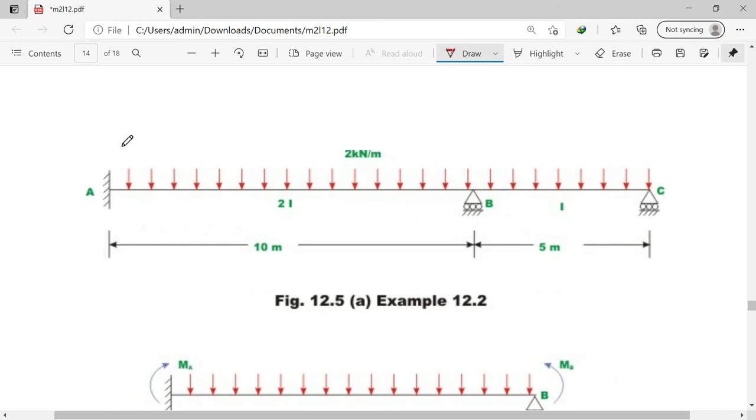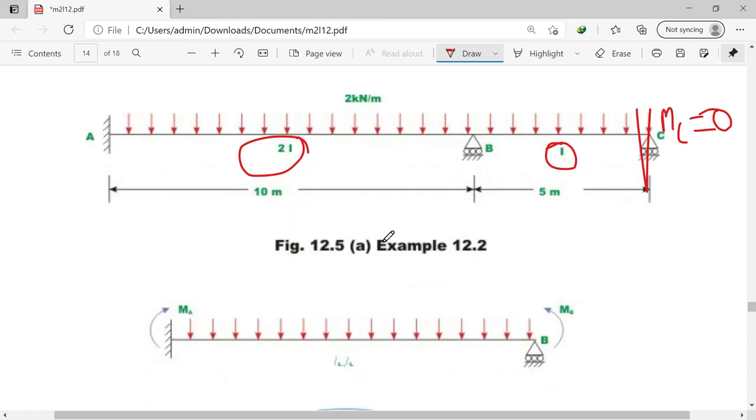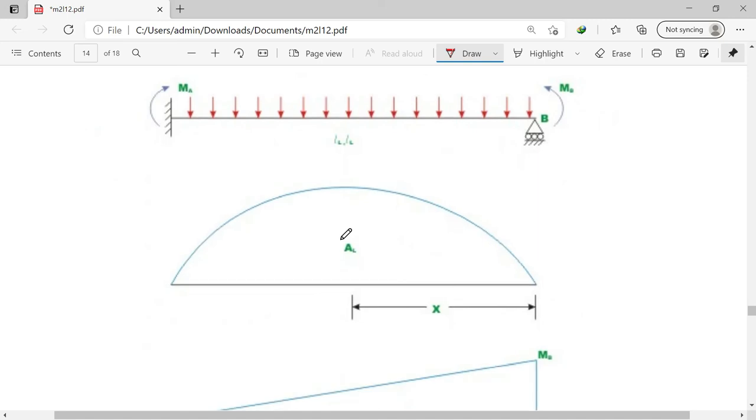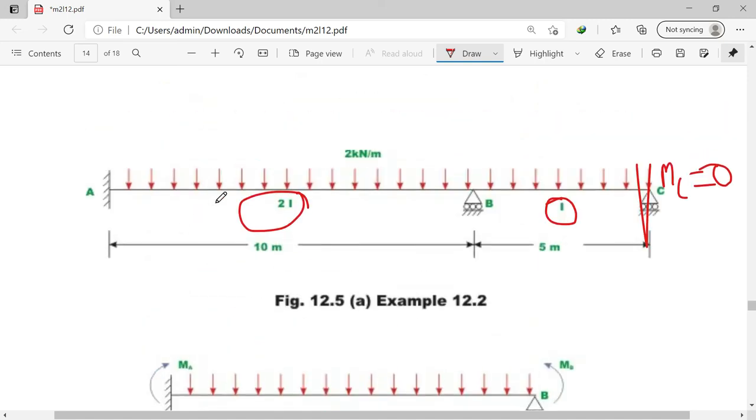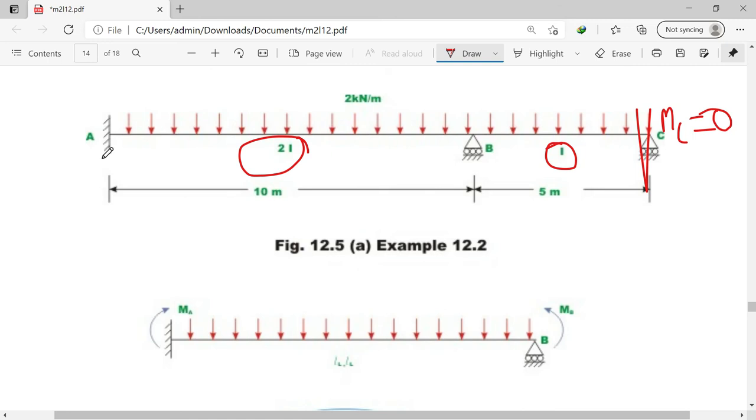One end is fixed, this part A is fixed. Here it is 2I and here it is I. Also support C is a free support, so here the moment will automatically be 0. Now what we have to do is calculate the area first, then X bar and then moment. First of all, if you split this AB, here the moment MA will be formed, and here the moment MB. These two are the redundant moments, that is, the unknown moments we have to calculate.